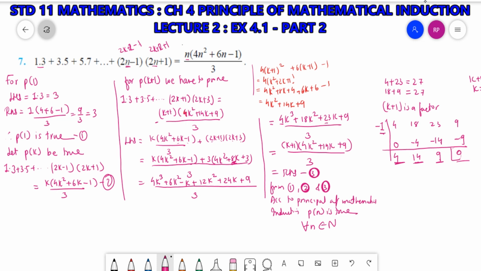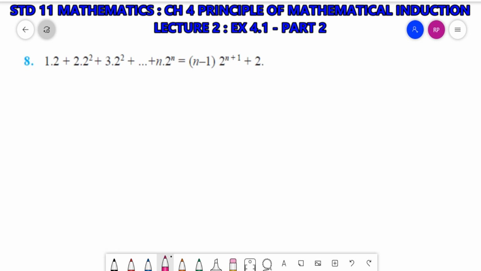Now let's move to the next, that is question number 8. 1 into 2 plus 2 into 2 square plus 3 into 2 cube up to n into 2 raised to n. You have to prove that this is equal to (n minus 1) into 2 raised to n plus 1, plus 2.